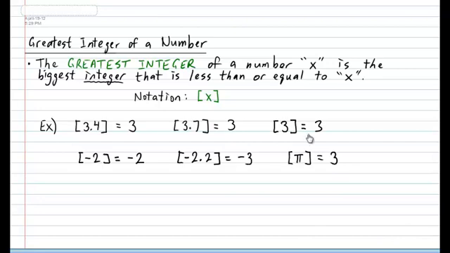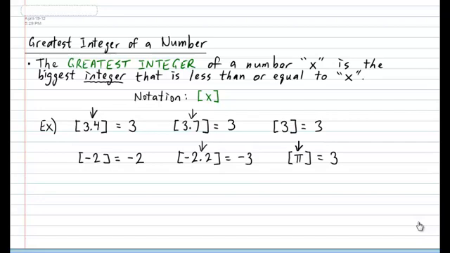Take a look at the rounding down. Take a look at the 3.4. That rounds down to 3. Take a look at the 3.7. That rounds down to 3. Take a look at the negative 2.2. That rounds down to negative 3. Take a look at the greatest integer of pi. Pi is around 3.14, and when you round that down, it becomes 3.